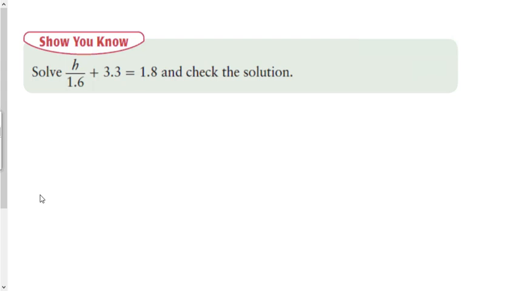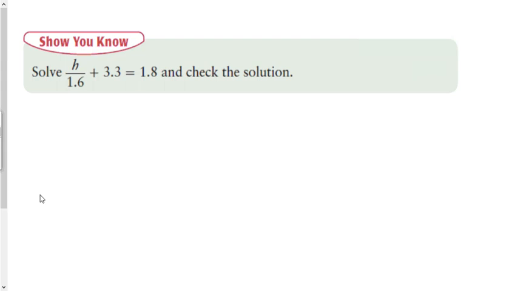Okay, here we have our second exemplar. This one's a little bit easier, actually. Instead of using rational numbers in fractional form, this algebra question uses rational numbers in decimal form. So we have h divided by 1.6 plus 3 3/10 is equal to 1 8/10.